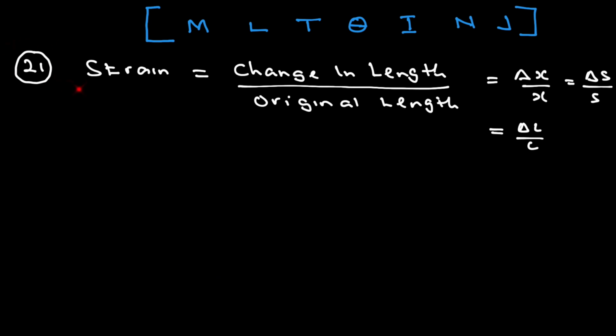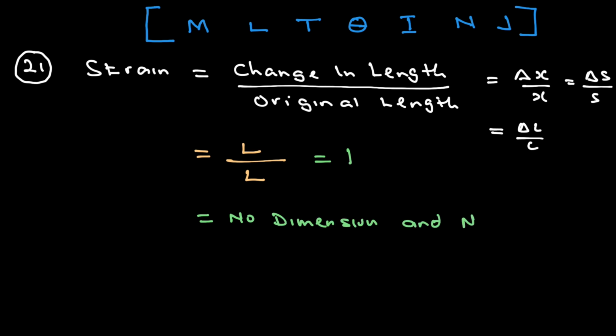Number 21, strain. Strain is equal to change in length over original length. And that is change in x over x, or you might say change in s over s, or change in L over L. If you put in dimension for this one, the dimension of change in L is going to be L, and the dimension of original length is L. But both cancel each other to give 1. So we can say no dimension and no unit, because it is a ratio of lengths, and the lengths cancel out.